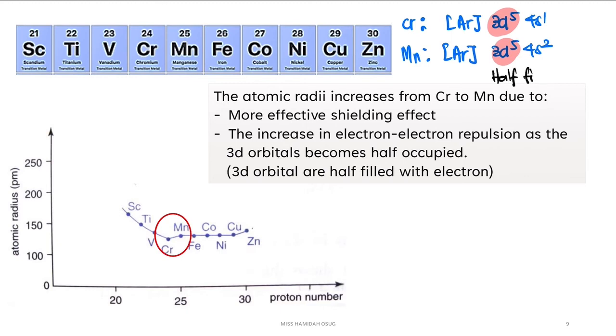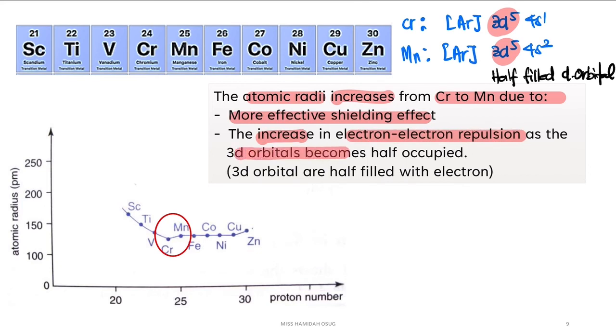Okay, so the atomic radii increase from chromium to manganese due to more effective shielding effect. Macam mana dia lebih efektif? Sebab there is an increase in electron-electron repulsion as the 3D orbitals become half occupied. Dalam erti kata lain, 3D orbitals itu are half filled with electron.